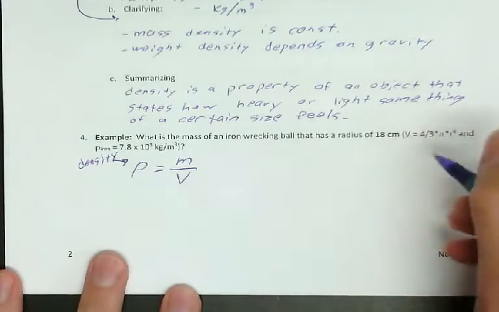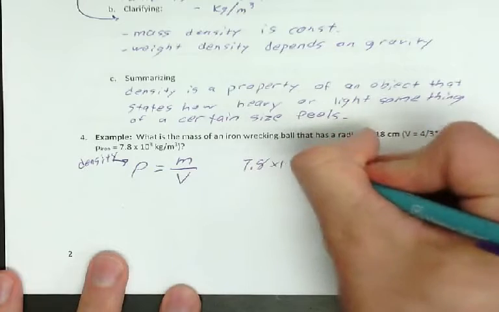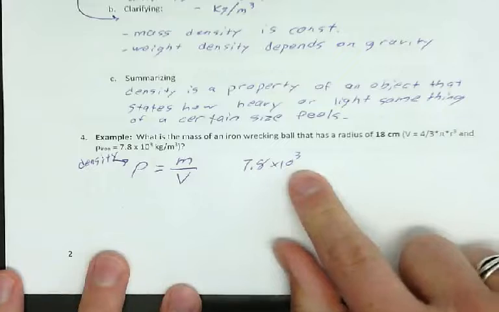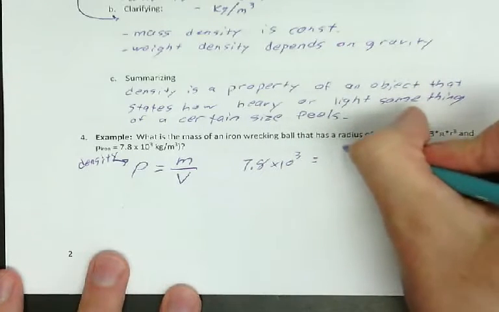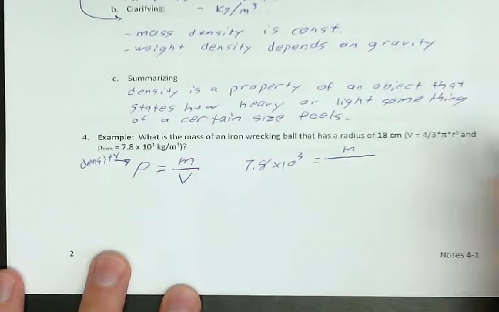So, plug in what we know. We know the density of iron, 7.8 times 10 to the third. You can write that as 7,800 if you'd like, because that's all 10 to the third is. It's just multiplied by 1,000. Okay? So that's equal to mass over volume. And volume is 4/3 pi r cubed.